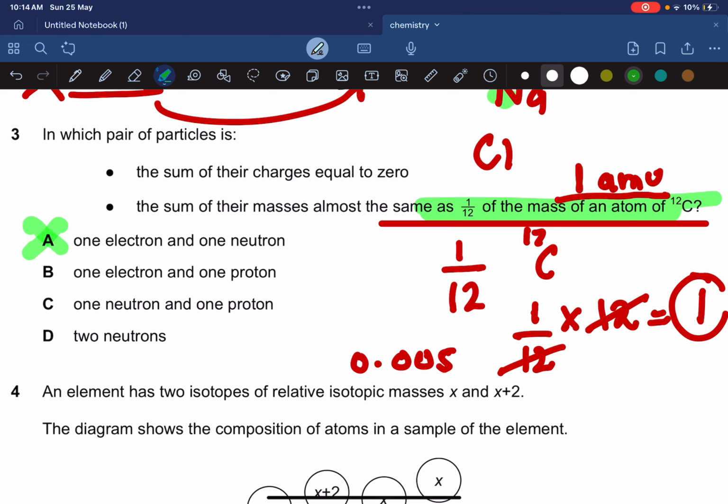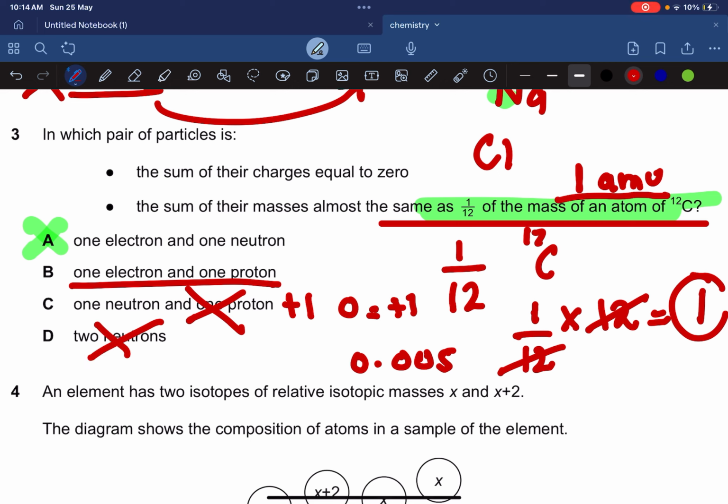Let's move on to option B, which says 1 electron and 1 proton. Okay, 1 neutron and 1 proton, no. Plus 1 and 0 is going to result in plus 1. 2 neutrons, that's going to result in 0. So for the first condition, it has to be option B.